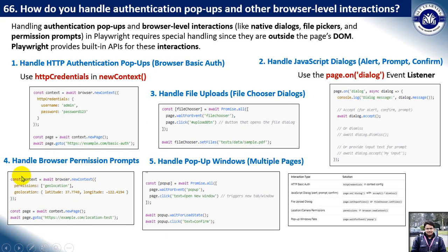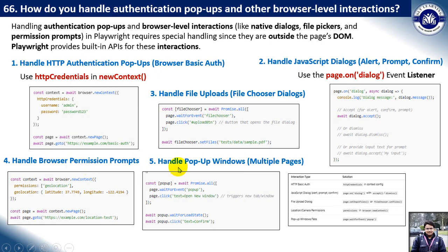This is a question they asked one of my candidates in an interview: how do you handle the browser permission prompts in Playwright? So in a new context you need to provide permissions like geolocation, and you need to provide the specific location of that particular area where it is allowed, where it is permitted to click on OK.